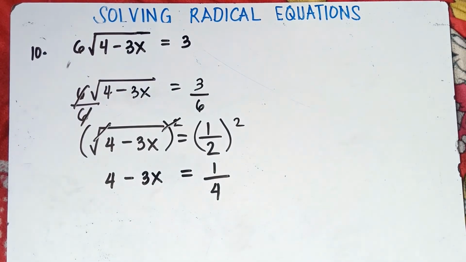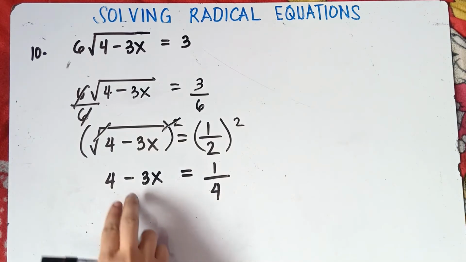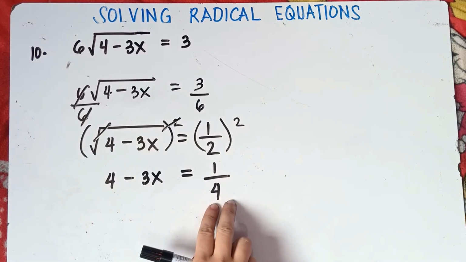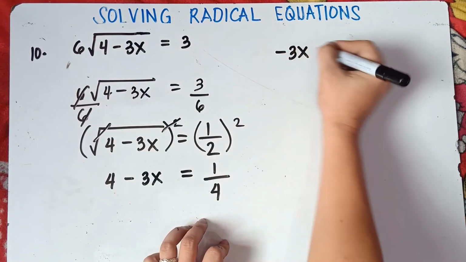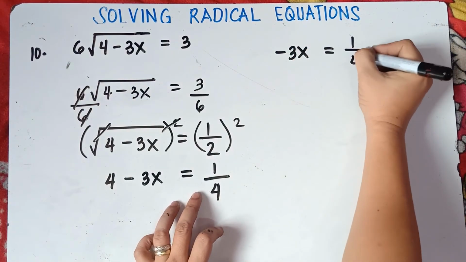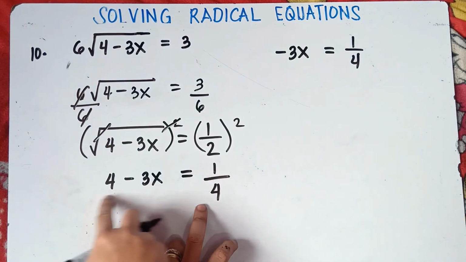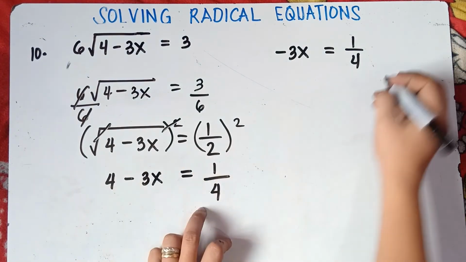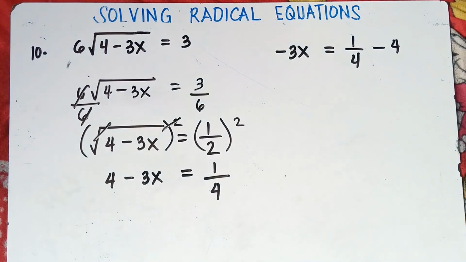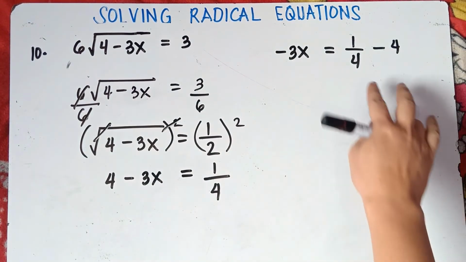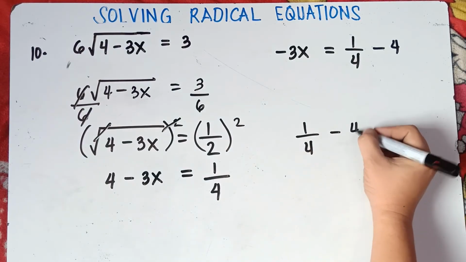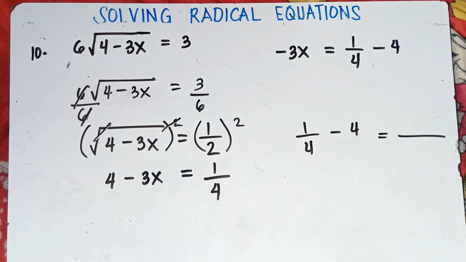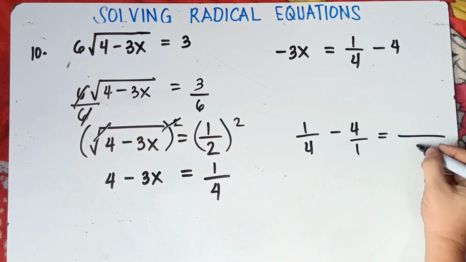So, next step, class, is we need to transpose 4 from left to right. So, copy negative 3x equals, copy 1/4. Transpose this 4 from left to right. This is positive 4, it will be negative 4. Alright, and the next step is we combine this fraction. So combine this one, 1/4 minus 4. So finding the LCD, understood that there's a 1 here. The LCD of 4 and 1, that would be 4.